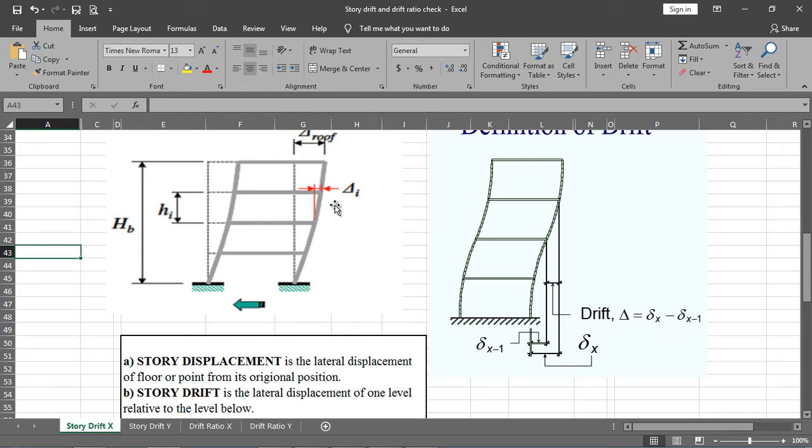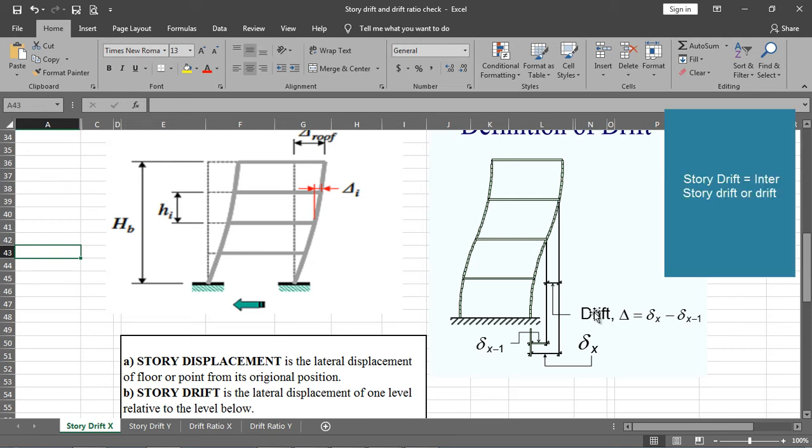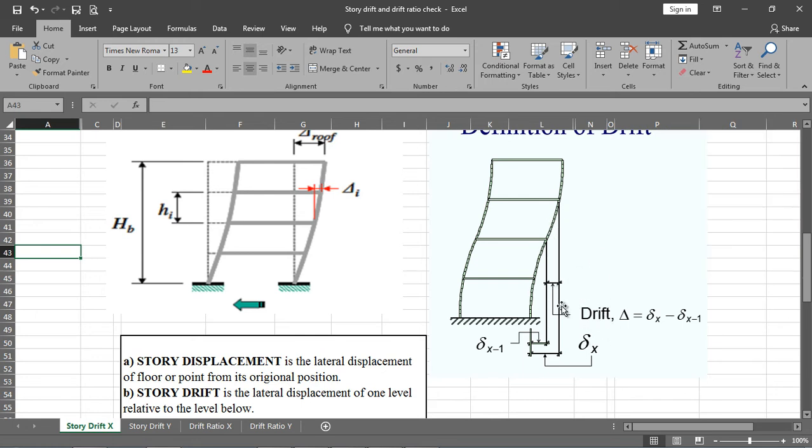So here, for a clearer demonstration, please see here. This is the third story, having the displacement delta x from the spot. The story below is delta x minus 1. The difference between the displacements is the drift, or you can name it story drift, or inter-story drift. So these are all the names used for the drift. That's how we calculate the drift. It's the small displacement between the stories.